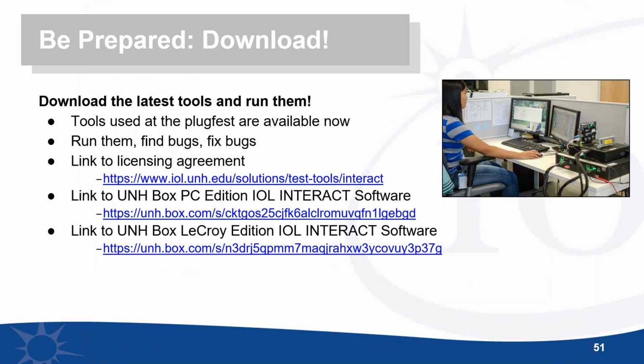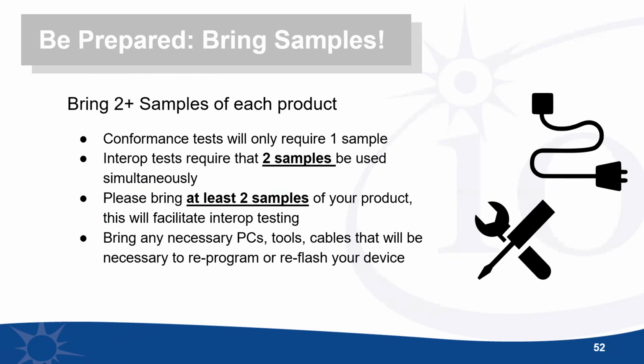Also, bring 2 samples of each of your products, minimum. We need 2 samples to run the interop test, only 1 for conformance. Sometimes there are extra spaces in the schedule where you might get in early, so we encourage you, bring more in. And also bring in anything you need to debug or reflash your device just in case.